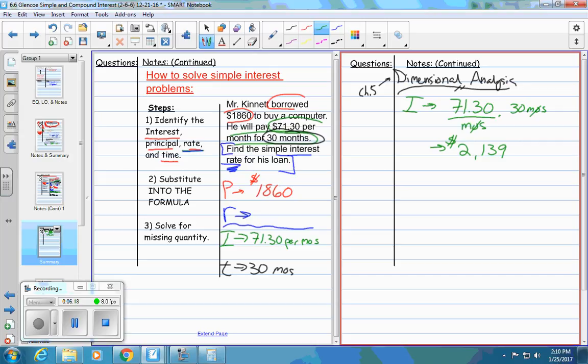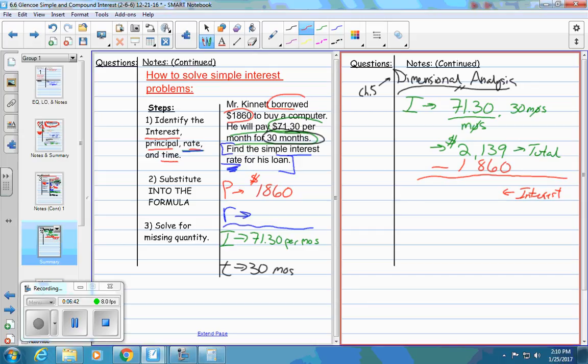Okay, so that's the amount I'm paying back. So that's not my interest. This is the total amount being paid back. To find the interest, I have to pull out the principal amount, and the principal amount was $1,860. And go ahead and again use your calculator here, and this is going to end up with our interest right here.